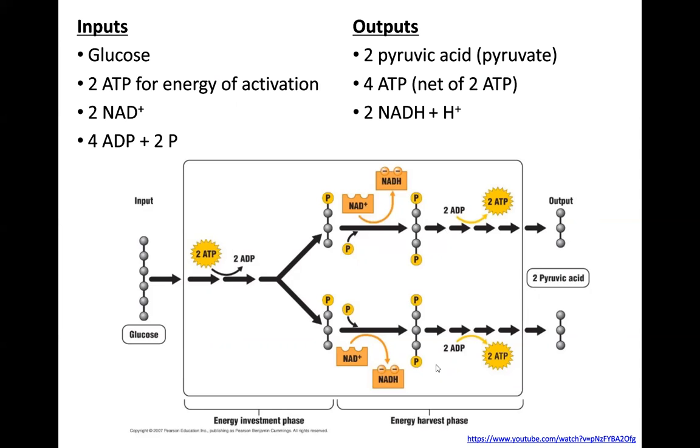Those phosphates that are attached get transferred over to some ADPs, and that forms 2 ATP here, 2 ATP here, for a sum total of 4. But why do I say it's a net of 2? Okay. Well, I always just think of it this way.